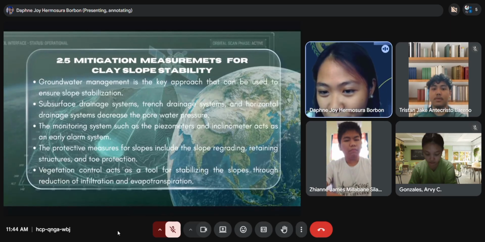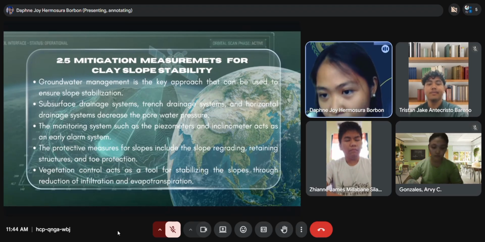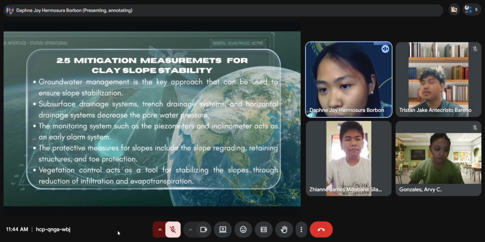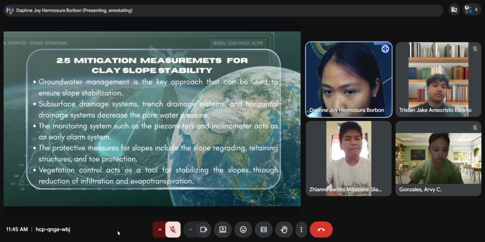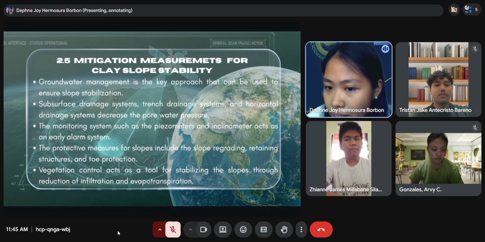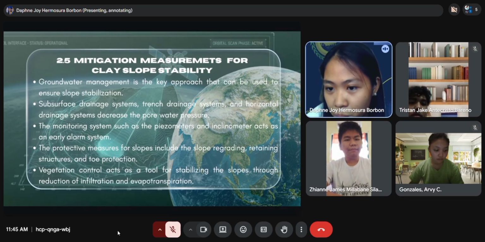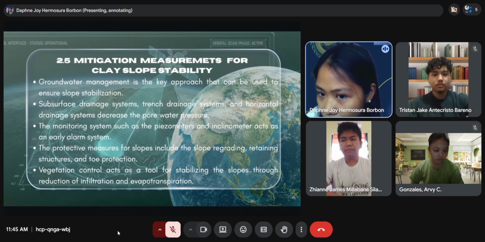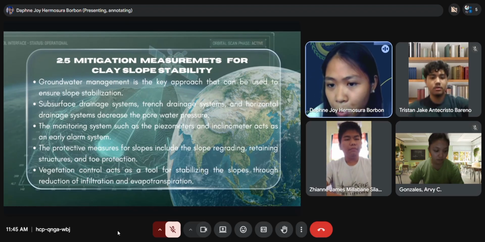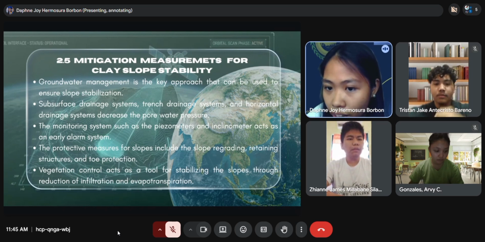Next, we have 2.5, mitigation measures for clay slope stability. So, to reduce the risk of slope failure, the study emphasizes that groundwater control is the most effective and critical mitigation measure. Subsurface drainage systems, drain trenches, and horizontal drains are commonly used to reduce excess pore water pressure. By removing water from the slope, these systems help restore effective stress and improve soil strength. Monitoring systems such as piezometers and inclinometers are also essential because they provide continuous data on groundwater conditions and slope movement. These systems allow engineers to detect early warning signs of instability before failure occurs.